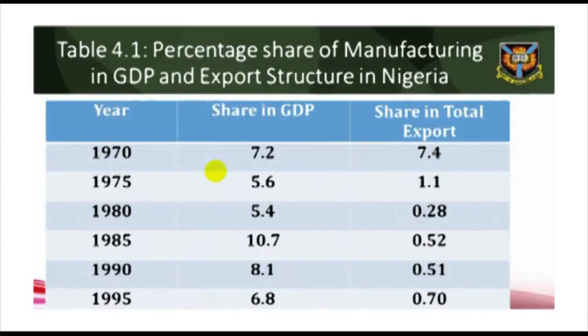Percentage share of manufacturing in GDP and export structure in Nigeria. 1970, share of GDP was 7.2%, share of total export 7.4%. 1975, share of GDP was 5.6%, share in total export 1.1%. 1980, share of GDP was 5.4%, share in total export 0.28%. 1985, share of GDP was 10.7% and share in total export was 0.52%. 1990, share in GDP was 8.1% and in total export was 0.51%.